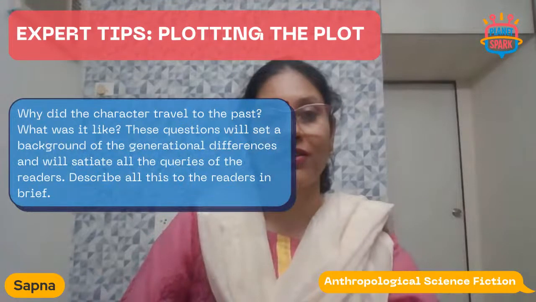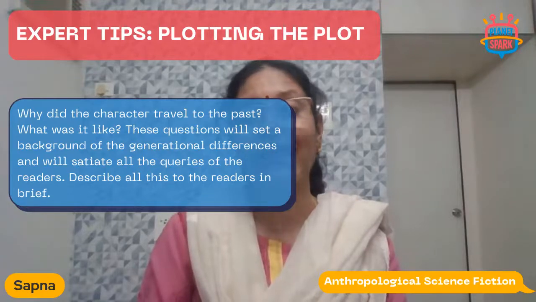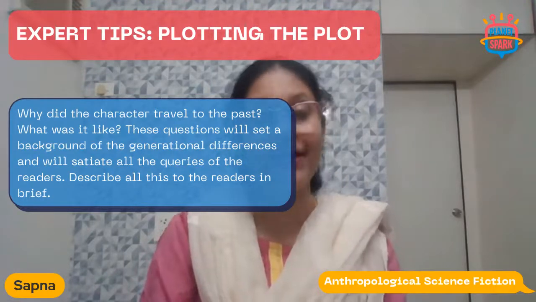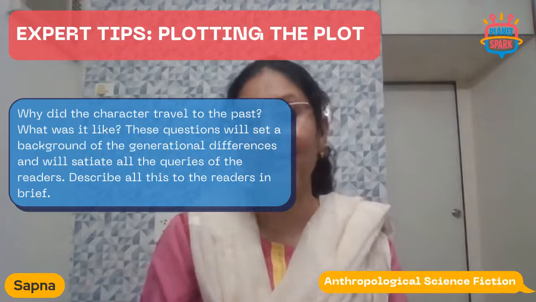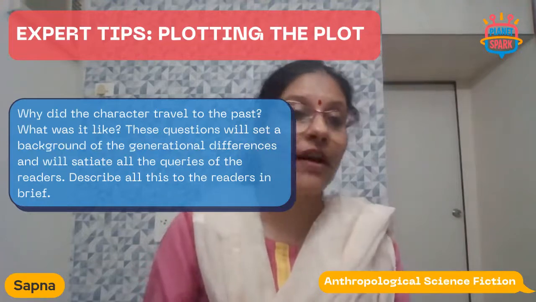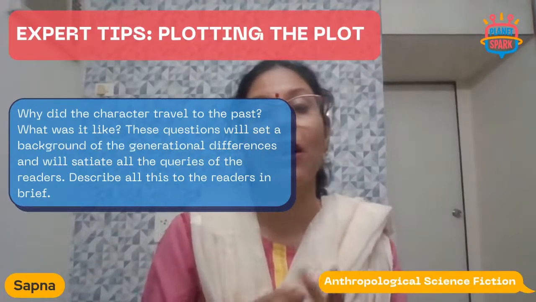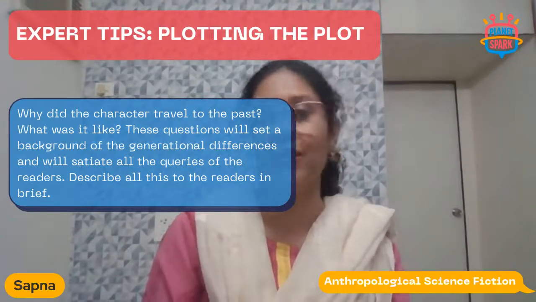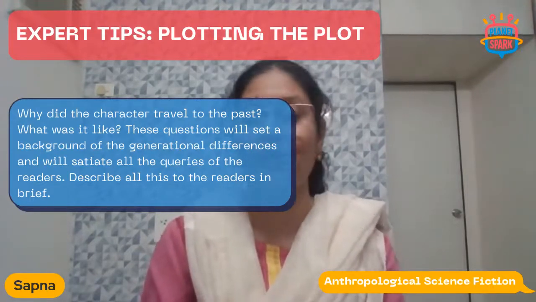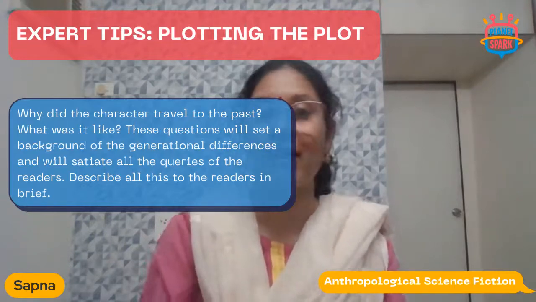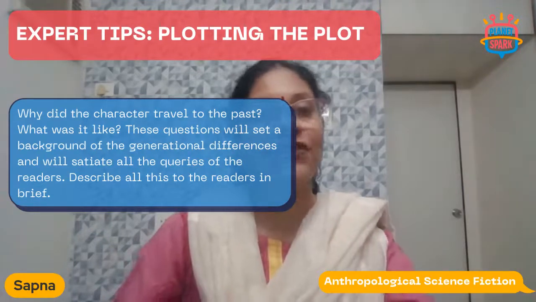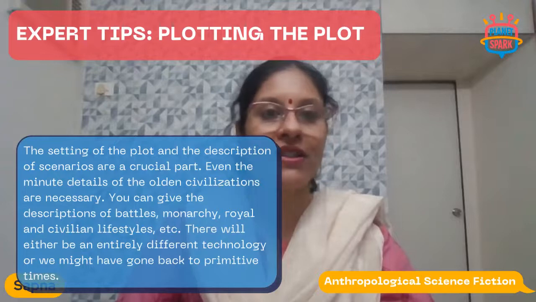The first tip that we have here is you can also always talk about why the character took the traveling thing to start with. So if they travel to the past, then why did they do that in the first place? What was the experience like? There are also going to be questions on the background, the generational differences, and you need to write about all of these things to satiate all the queries of the readers. Describe all this to the readers in brief, give them an understanding of why the time travel was done in the first place, and also talk about the various contrasting factors that the character experiences. Now, after this first expert tip, let me also move ahead to the second expert tip.